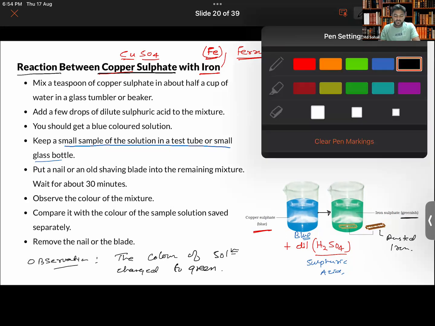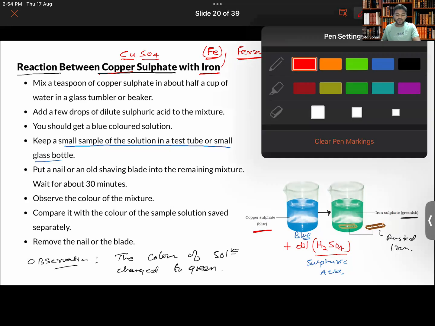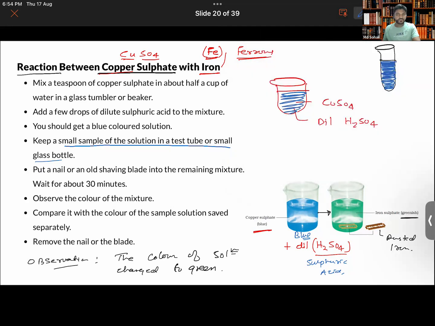What basically happens here? Look here. You have got a beaker, right? You have taken some copper sulfate in it, and you have taken some dilute H2SO4, that is sulfuric acid, in it. So here you will get the solution, and the color of the solution is blue. Right now, copper sulfate plus dilute H2SO4 gives you a blue color solution. Now what you did, you basically placed a rusted iron object into it. For example, in this case, we have placed a rusted iron blade.